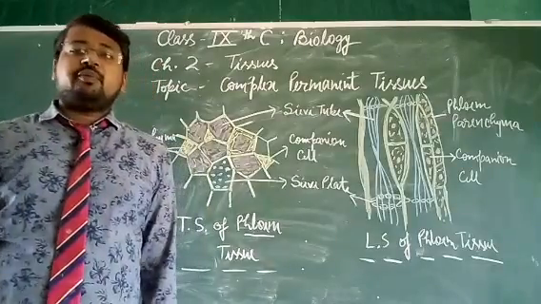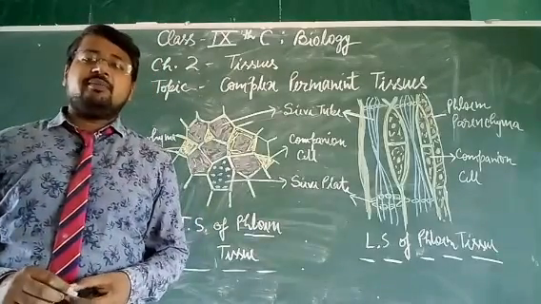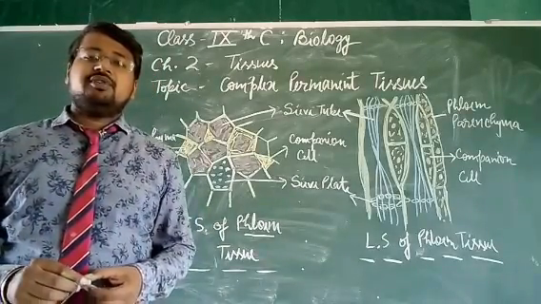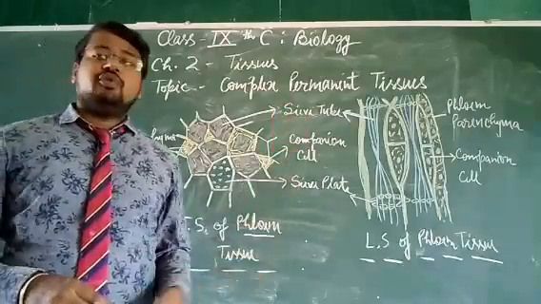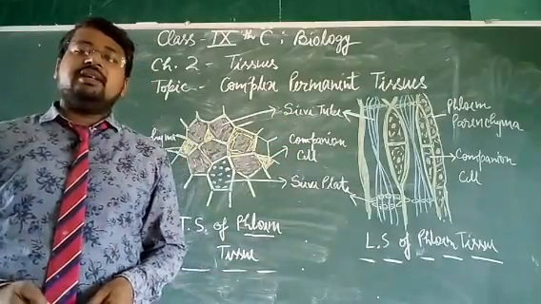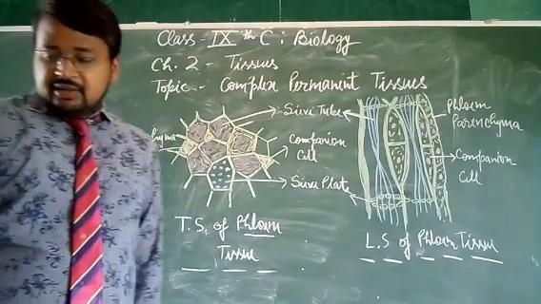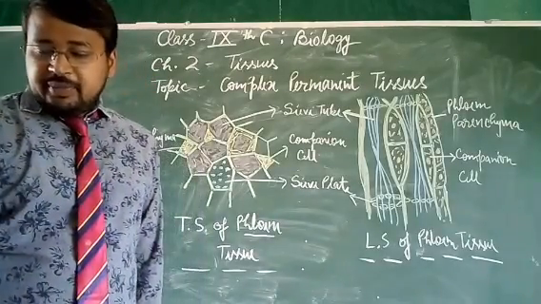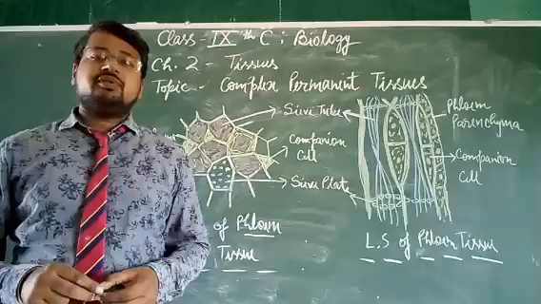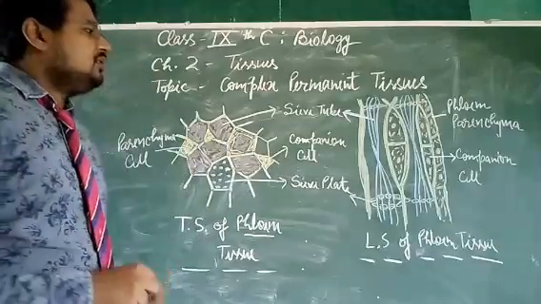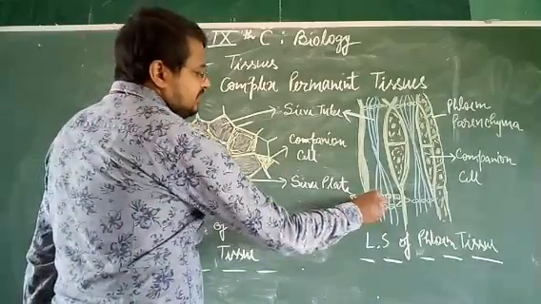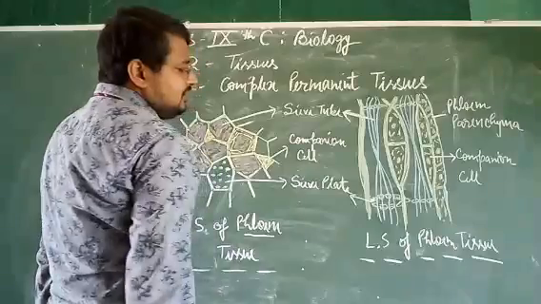Sometimes this type of question is asked: what type of material is present in sieve tube? So you have to clearly answer that it is made up of cellulose. The next feature is that the transverse walls are obliquely placed and perforated by a number of pores that are called sieve plates. Okay, these sieve plates are very important.